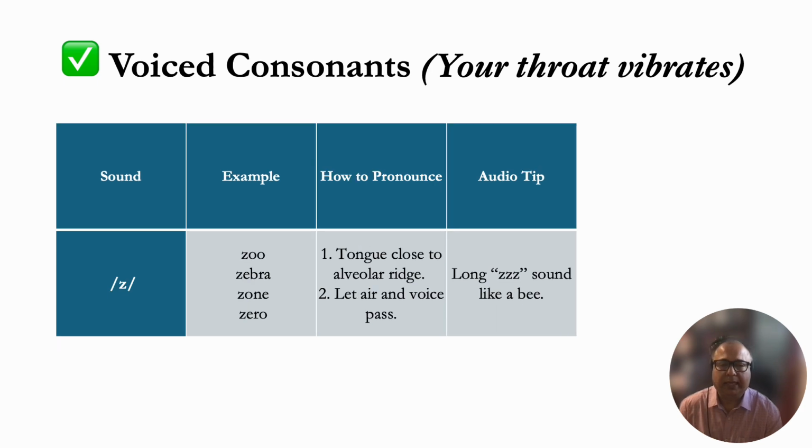Okay. Next up. Z. So it sounds like a bee, right? Like a bee going zzz. Zoo, zebra, zone, zero. How do we pronounce this sound? Bring your tongue close to the alveolar ridge, but don't use the tip of your tongue. This sound is not t, it's z. So you let air and voice pass through your oral cavity, your mouth. Z.